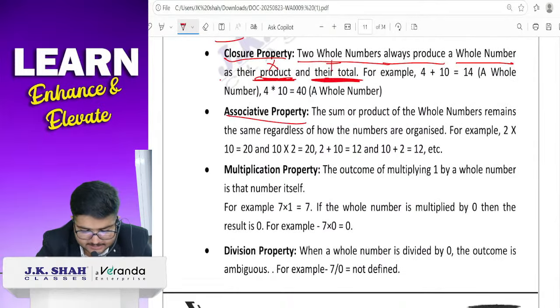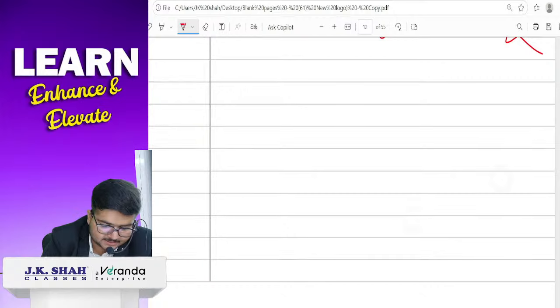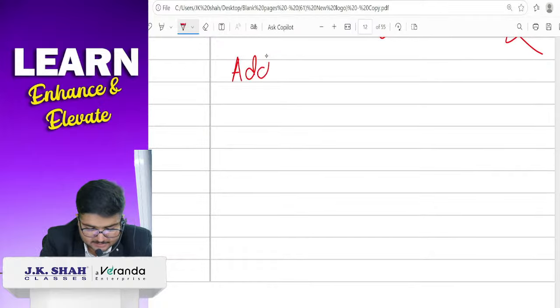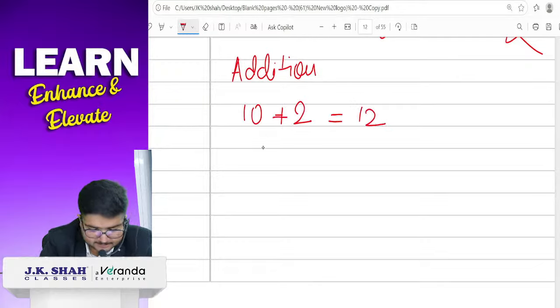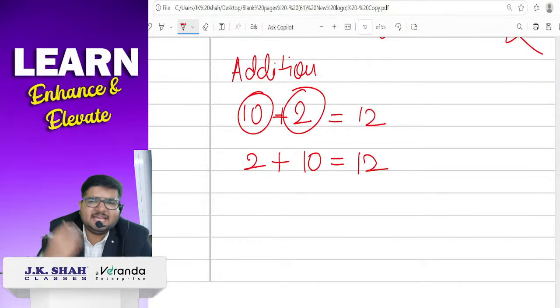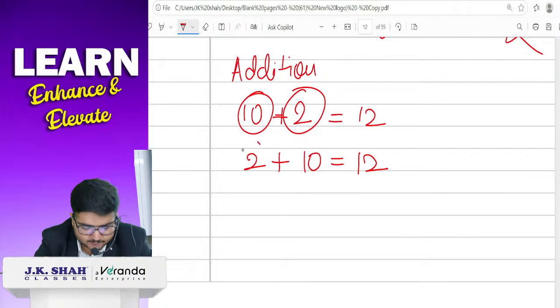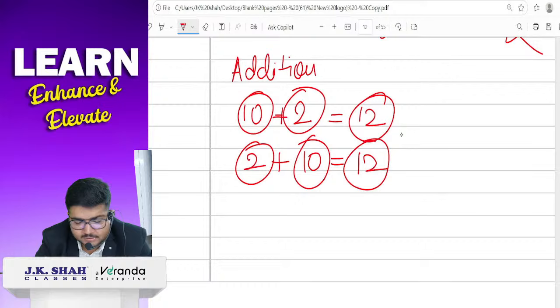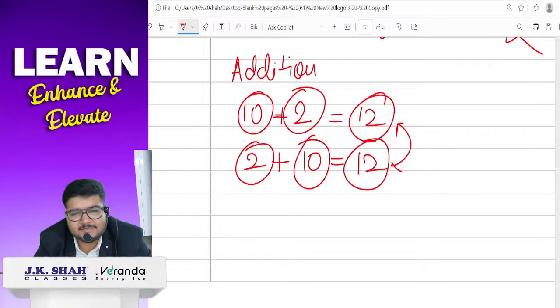Let us understand next property, that is called associative property. What do you mean by associative property? The associative property is trying to tell you that while addition, for example, if I write 10 plus 2, answer is 12, right? But if I write 2 plus 10, the answer will be 12. So associative property is trying to tell you that while adding the digits, if you change the arrangement, you write 2 first and then you write 10, there won't be any changes to your answer if you arrange it in any form.